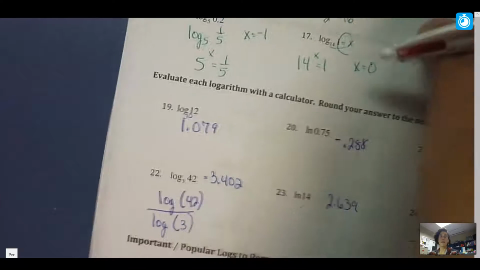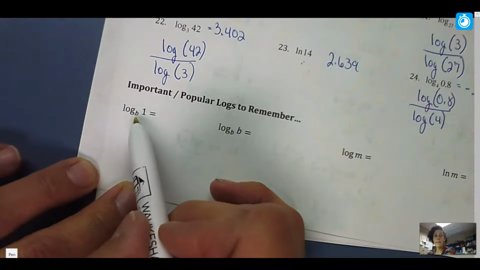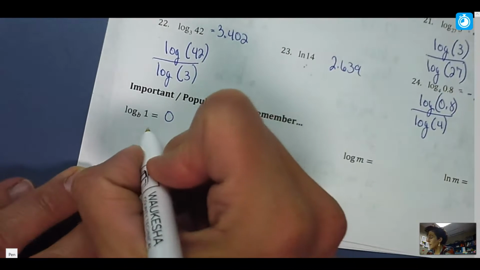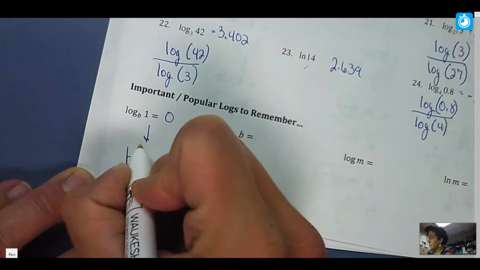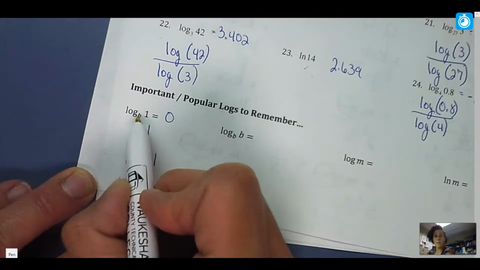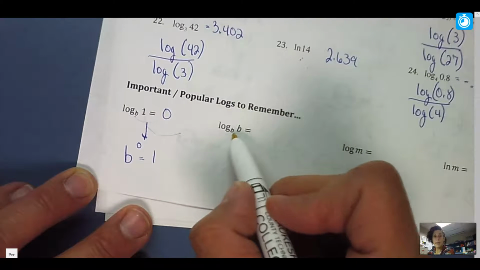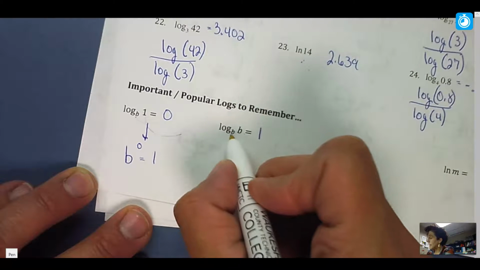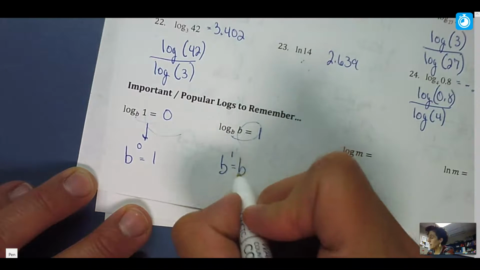All right, let's talk about some important logs that you should just remember. So first of all, regardless of what the base is, if you're taking the log of 1, you will always get 0 as your answer. And the reason why is from that exponent rule: whenever the base is to a 0 power, you always get 1. b to the 0 power is always 1. When your base and your argument are the same, you actually get 1. And the reason why is anything to the first power is itself. Okay?